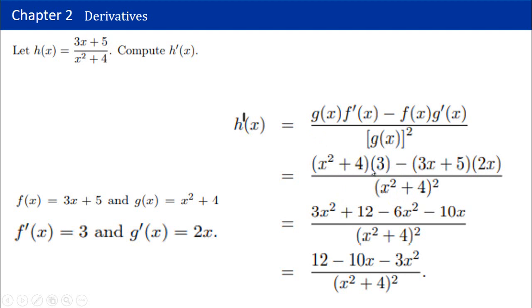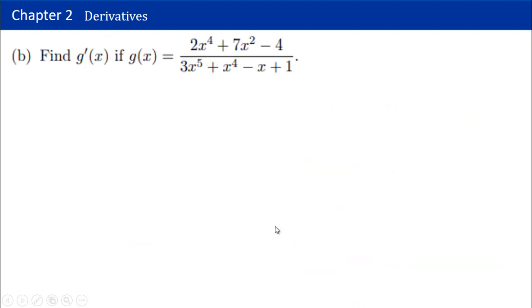So, we've got 3x squared plus 12 minus 6x squared minus 10x, and then we've got 12 minus 10x minus 3x squared over x squared plus 4 raised to the power of 2. So, ito na yung ating final answer. This is our final derivative of this. Don't worry about this one. Kung hindi siya na-simplify, okay lang yon.